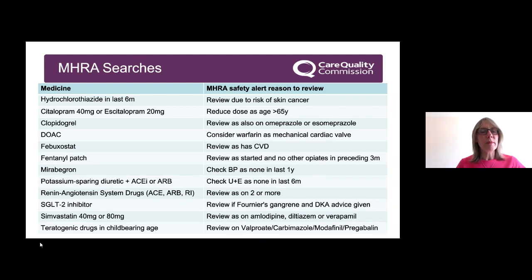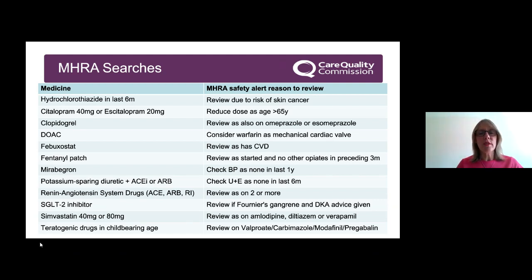For patients prescribed citalopram 40 milligrams or escitalopram 20 milligrams who are over the age of 65, there's an increased risk of torsade de pointes, and so these people are at increased risk of potentially fatal cardiac arrhythmias with extension of the QT interval.